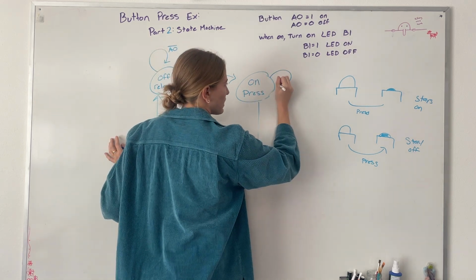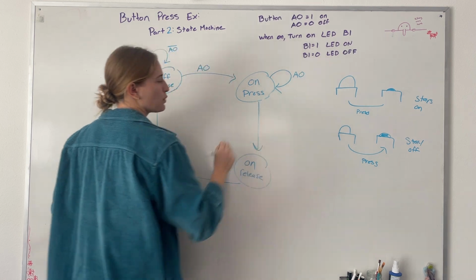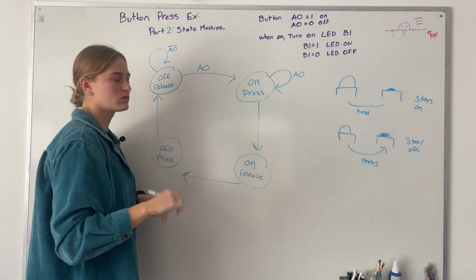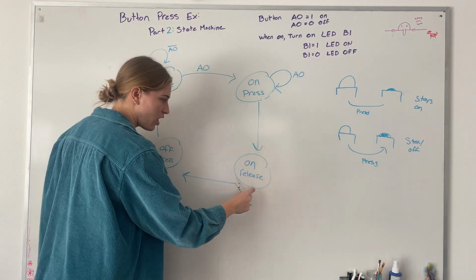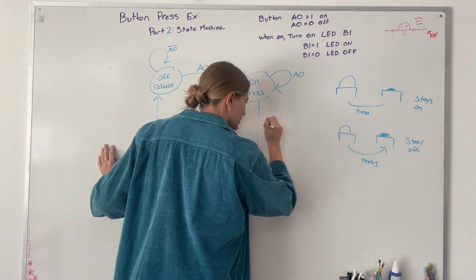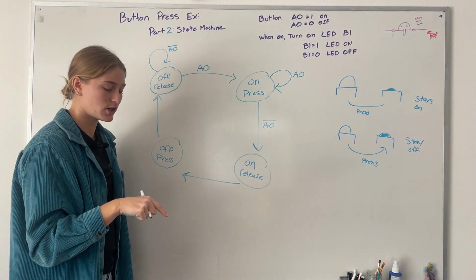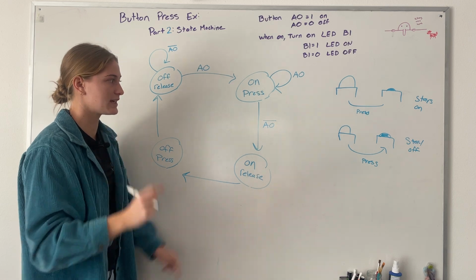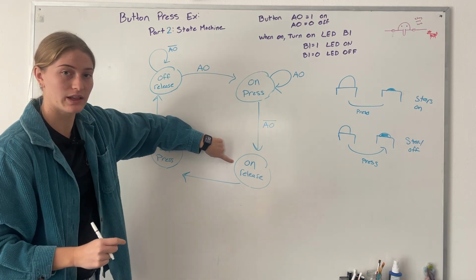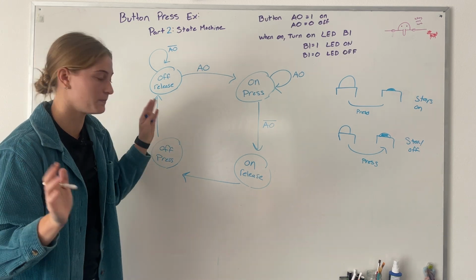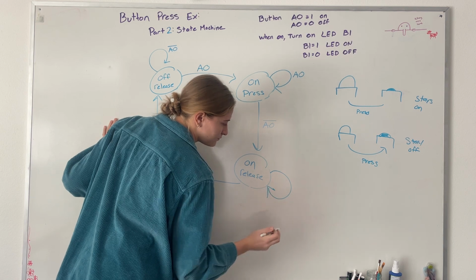Now, what happens if you press and hold the button? Well, it's just going to stay on press. You just press and hold. You're just going to hang out on press. And then once you release it, you want it to stay on release. But your A0 is still going to change. So you're pressing and holding it. You want it to turn on when you release the button. So you release it. You go to your next state. And now the light should be on. And you're not touching the button. So it's on release. And you want it to stay on if you're not touching it.